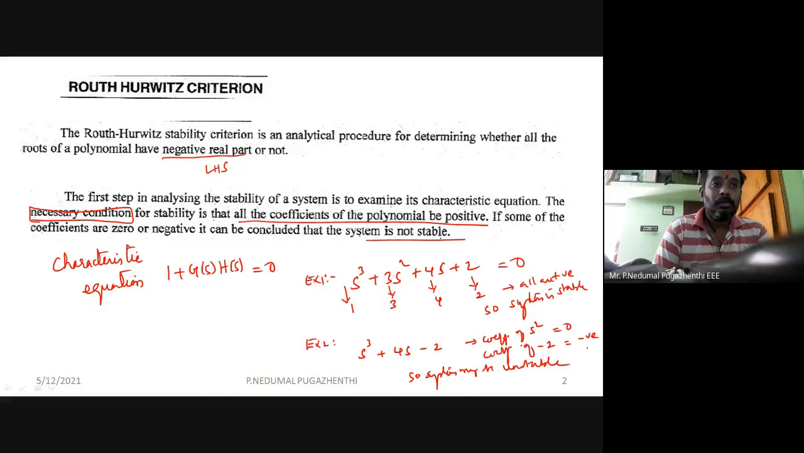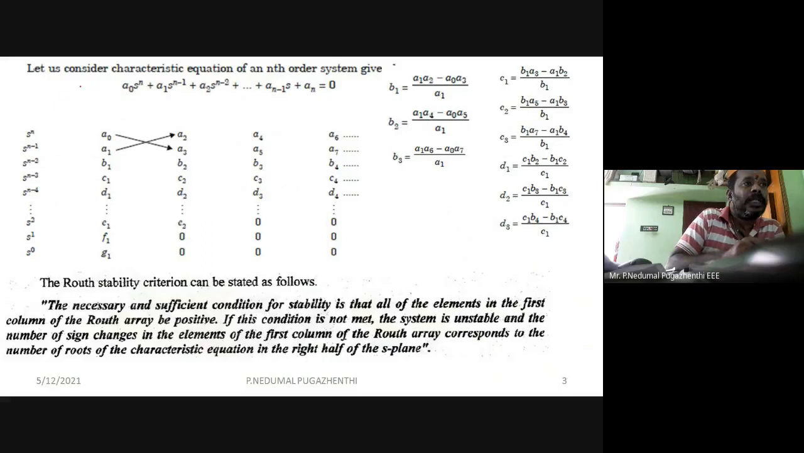If you have a characteristic equation from your system and you check the coefficients, then you can conclude about its stability. This is the necessary condition. What is the sufficient condition? Let us say you have a characteristic equation like this: a naught s power n plus a1 s power n minus 1 plus a2 s power n minus 2 plus etc. up to an is equal to 0.